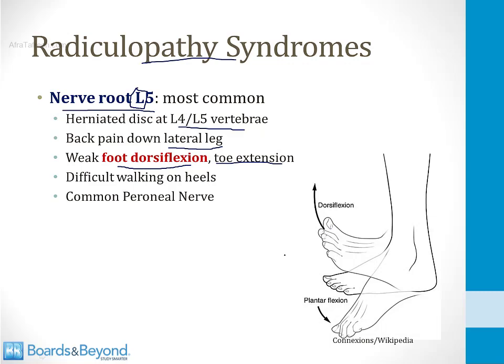Shown on the screen here is a foot being plantar flexed and dorsiflexed. Dorsiflexed means to pull the toes up towards the knee. Patients who have an L5 nerve root radiculopathy will not be able to dorsiflex. Therefore, they will have difficulty walking on heels if you ask them to do this in the clinic. The reason for this is that many of the nerve root L5 fibers go on to supply the common peroneal nerve, and the common peroneal nerve is what innervates the muscles of dorsiflexion in the foot.